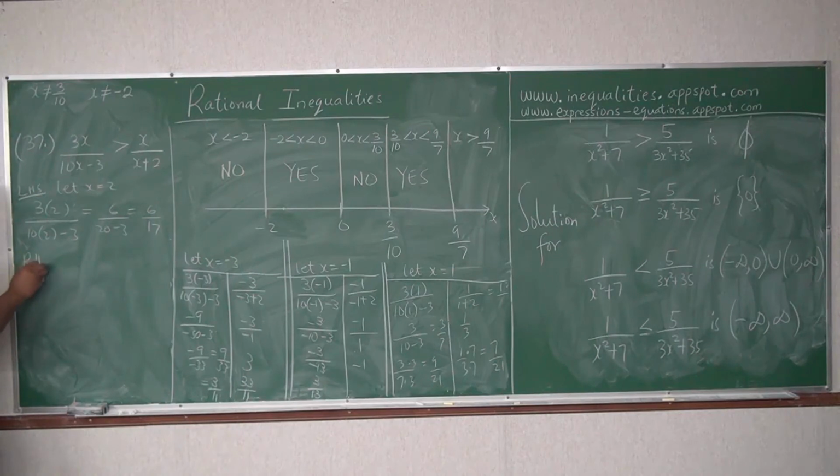Right hand side would be 2 over 2 plus 2, which is 2 over 4, which is 1 over 2. Okay?